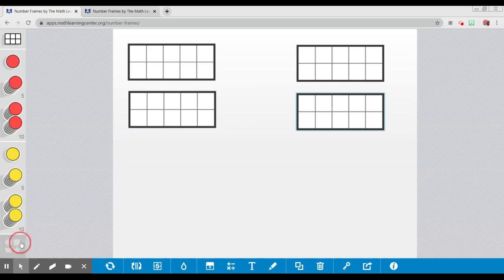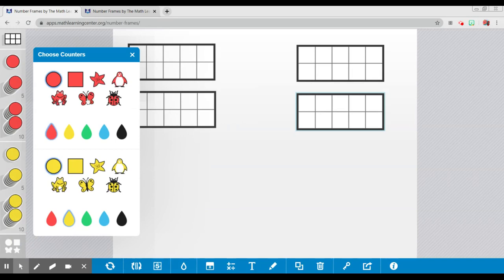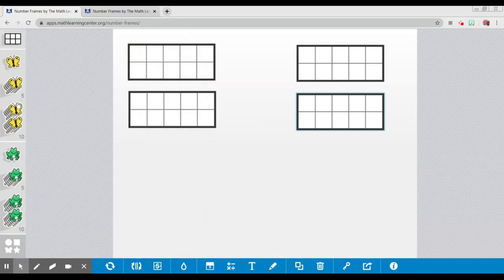So we're going to go down here and I'm going to get my butterflies. And I want my butterflies to be yellow. And she's going to use frogs. And she wants her frogs to be green. Okay. So all done. Now we have our counters, butterflies and frogs. All right. So we're going to empty out our container for butterflies and frogs, and we're going to put them on the double 10 frame to see how many we have.